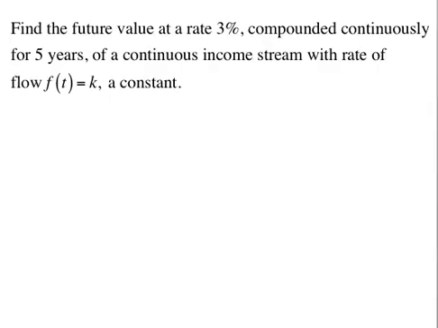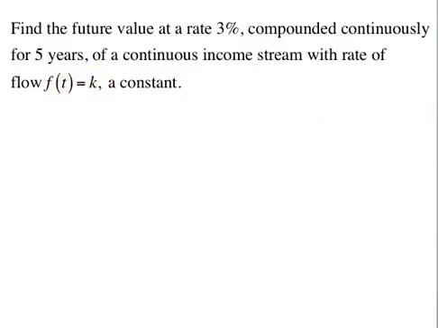And let's look at one more problem. We want to find the future value at a rate of 3% compounded continuously for 5 years of a continuous income stream with a rate of flow f of t equals k, a constant. Some constant rate of flow. So finding the area under the curve of a constant would be easy. We just want to see how we can use that for this model. Our t will be 5 years, our r will be 0.03, and our f of t will be k.